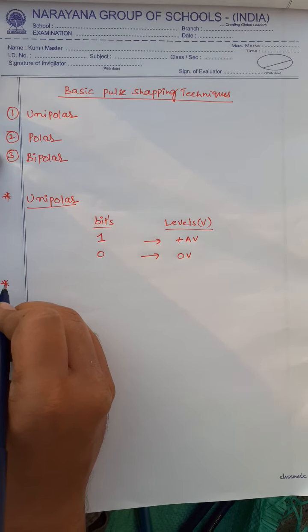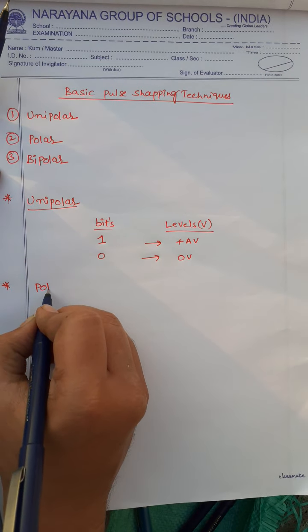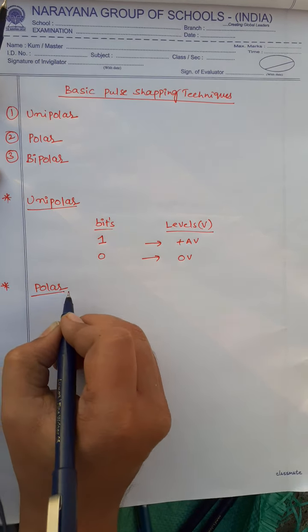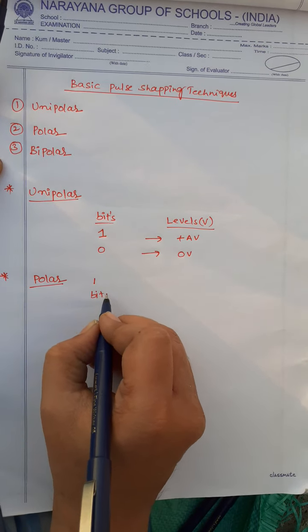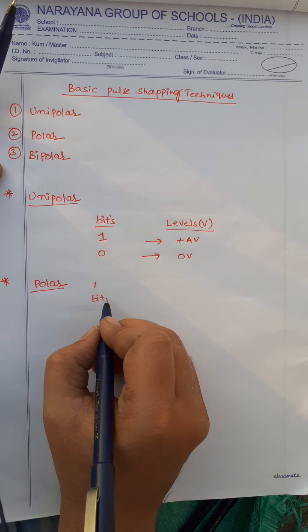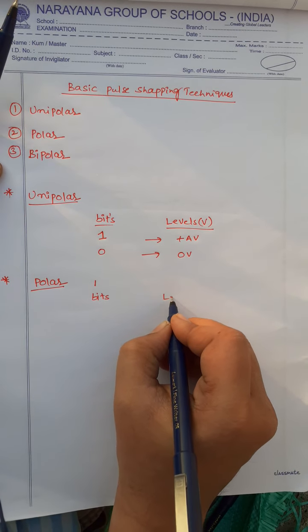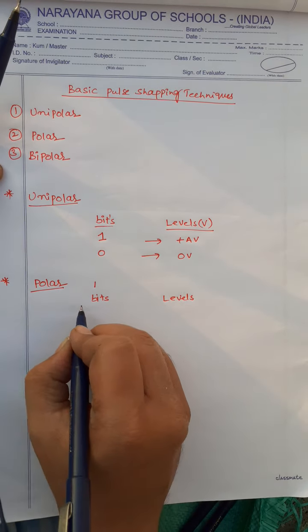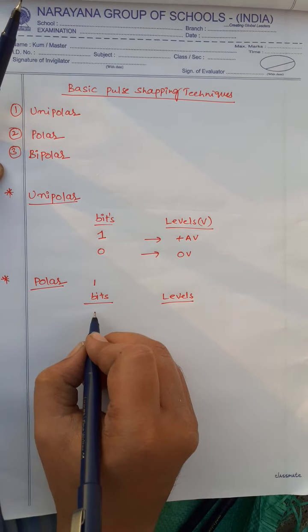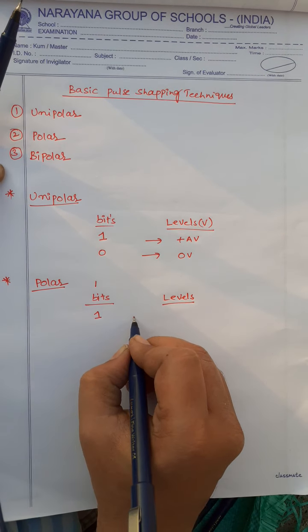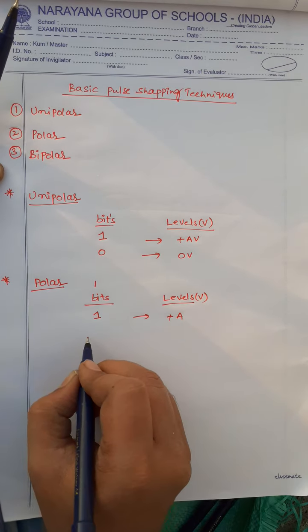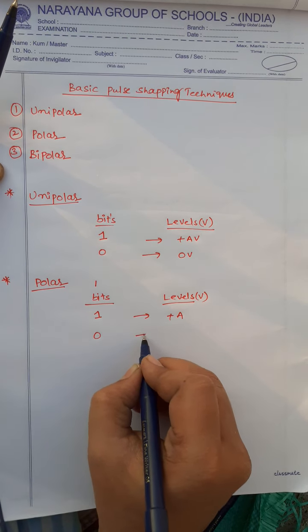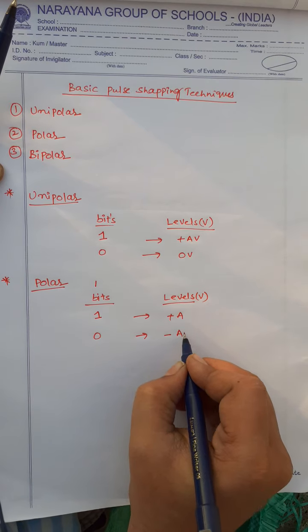Similarly, the second method is polar. In the polar method also, bits and levels. Here also bit 1 will be represented by plus A volts, and bit 0 is represented by minus A volts.